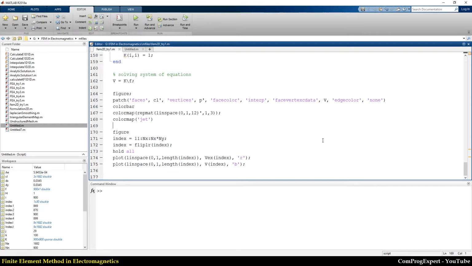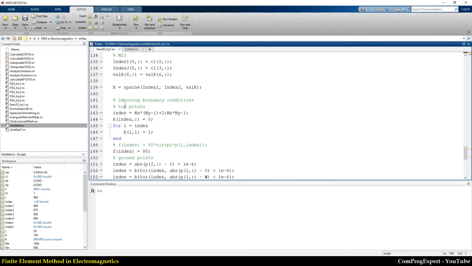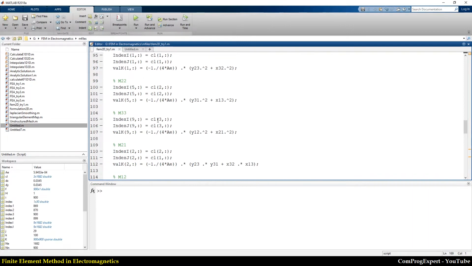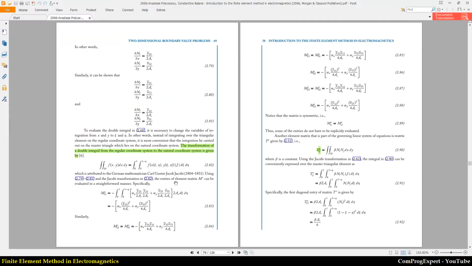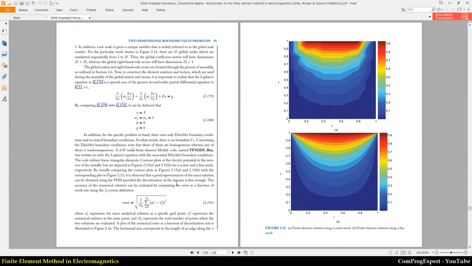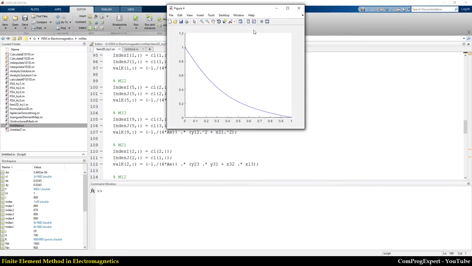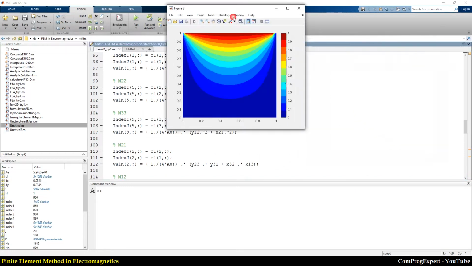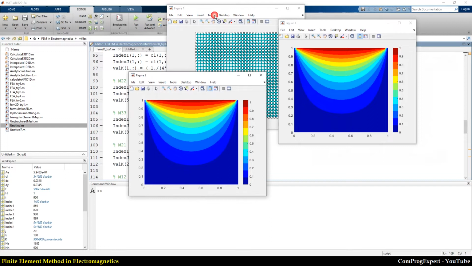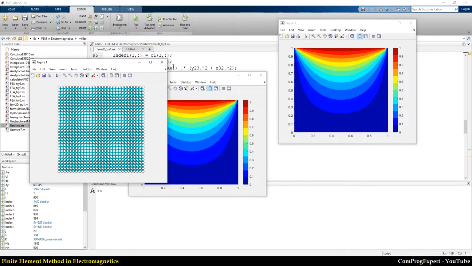Okay, so now I want to solve two different examples and show you an important concept. So we wrote this code to solve our benchmark problem using the analytic method and using the finite element method, right? Let's run the code. You can see the finite element solution, analytic solution, and mesh here.